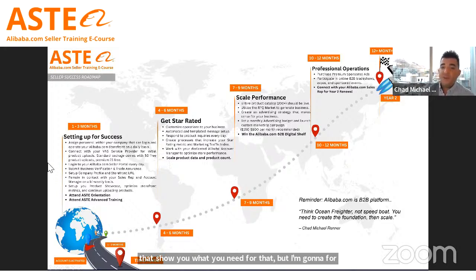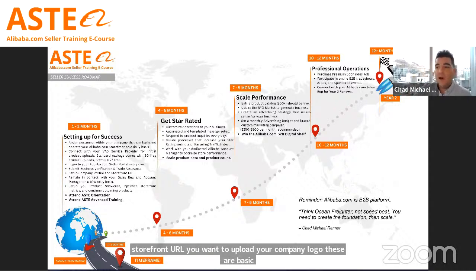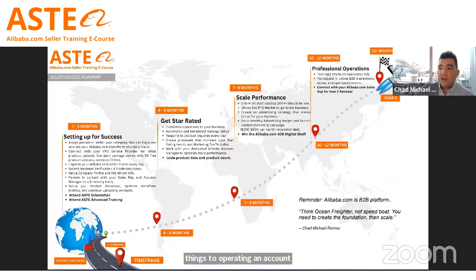But after you submit business verification and trade assurance, you want to set up your company profile. You want to edit your storefront URL. You want to upload your company logo. These are basic things to operating an account online, right? You want to set up your product showcase. You want to remain in contact with people like myself and your sales rep and our AM team. That's what they're here to do. They're here to help you.